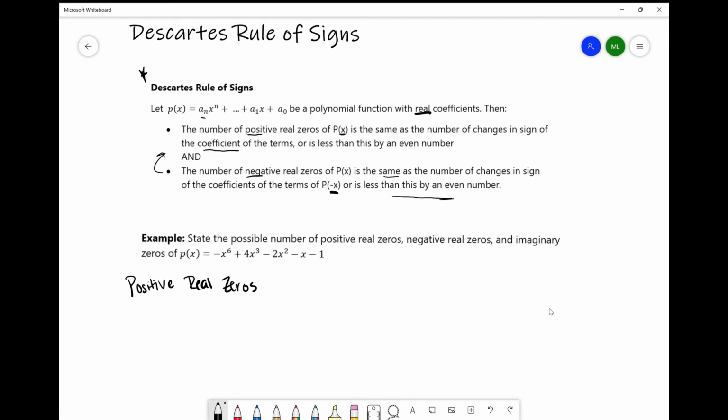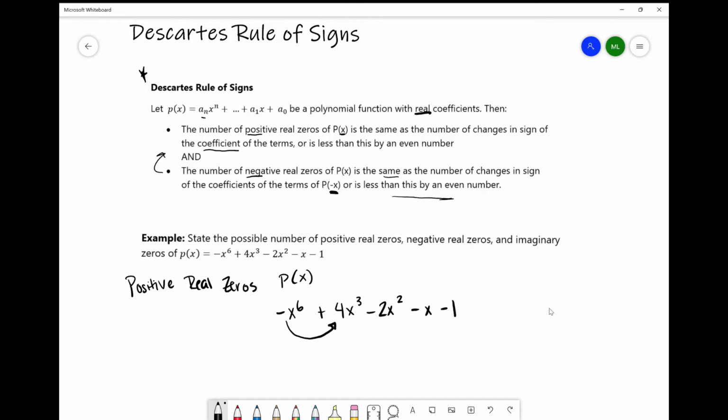Alright, so for the positive real zeros, using Descartes' rule of signs, I'm going to just use p of x. Everything stays the same, so it's negative x to the power 6 plus 4x cubed minus 2x squared minus x minus 1. Now, change in coefficients. Coefficients are the numbers in front of our x terms, right? So this goes from a negative to a positive. This is my first change in sign.